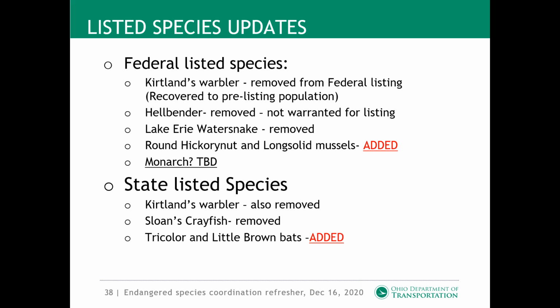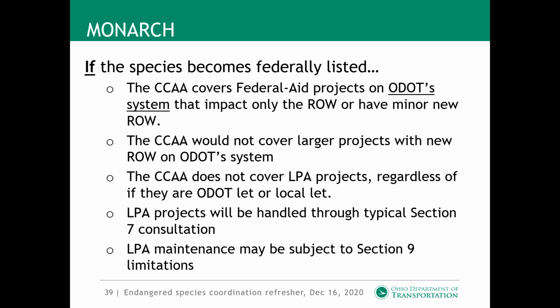And then the Sloan's crayfish was removed from the state listed species, but the tricolored and little brown bats were added. And then yesterday they came out with the Monarch listing. It says to be determined here, but they decided that it could be listed but is precluded, so it's not listed yet. So currently we don't have to do anything, but they can list that at any time.